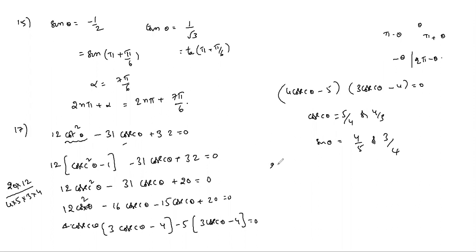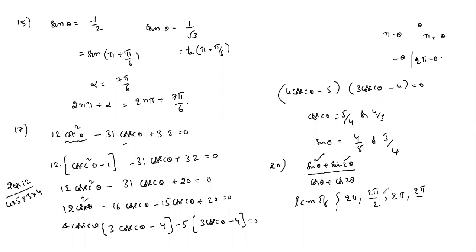Next, 20th one. If they ask the period of sin theta plus sin 2 theta plus cos theta plus cos 2 theta, here we have two or more than two functions. In that case, we have to take the LCM. What is the period of sin theta? 2 pi. Sin 2 theta, 2 pi by 2. Cos theta, 2 pi. Cos 2 theta, 2 pi by 2. What is the LCM? 2 pi. So the answer is 2 pi period.